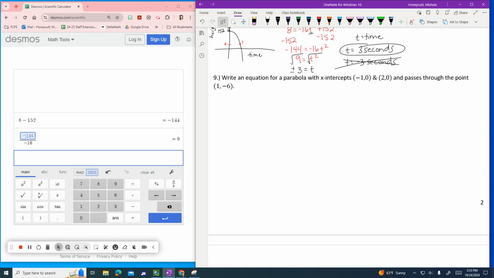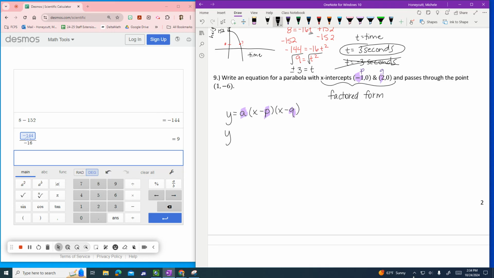Number 9 asks you to write an equation for a parabola, and it gives you x-intercepts this time. When it gives you x-intercepts, you want to use the factored form. So factored form is y equals a times x minus p times x minus q, where p and q are your x-intercepts. So p and q are negative 1 and 2. I will be finished with this equation whenever I know p, q, and also a.